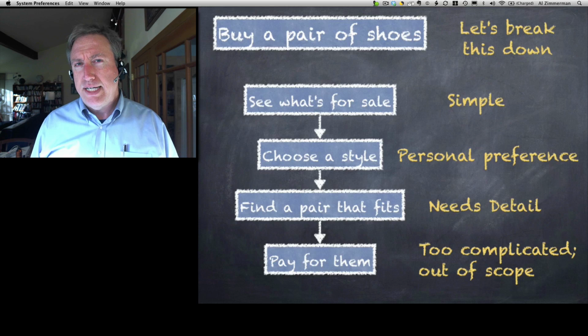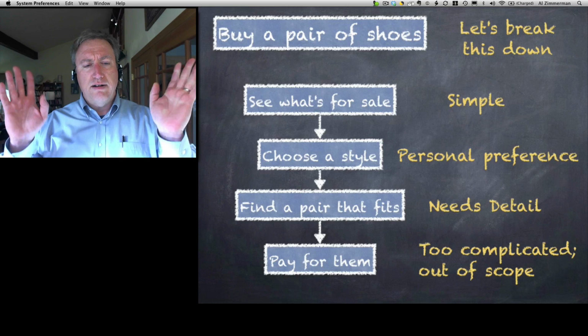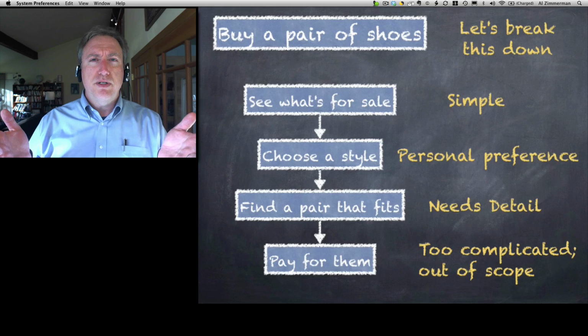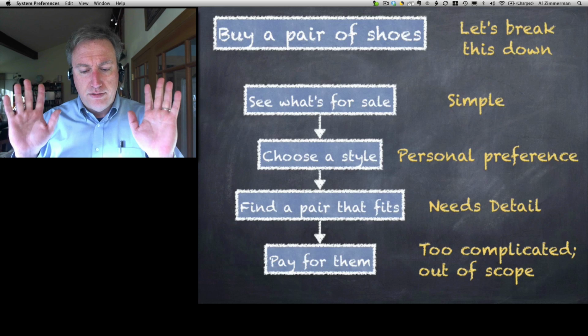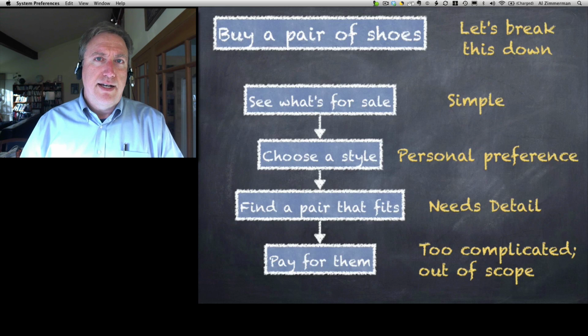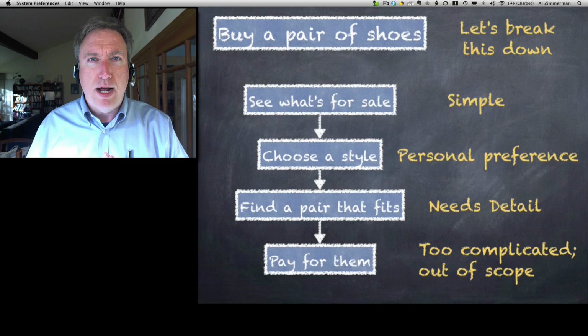Now that's a complicated thing that I'm just going to declare out of scope. I'm not going to teach this person about money. I'm not going to teach them about credit cards. That's something that is not my problem.